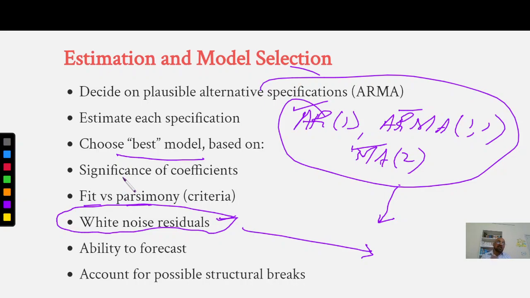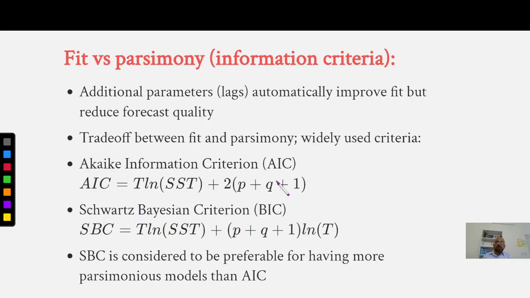You must see whether there is any structural break. You will see in many series that there is a jump, some structural breaks in them. So you must capture those structural breaks, otherwise your forecast will be very, very erratic.